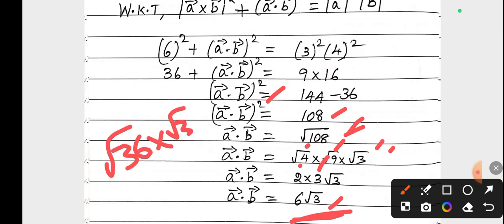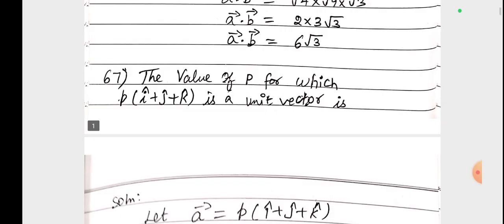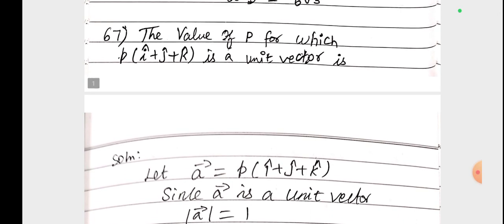Sir, if we just write 108, won't you agree? No, if splitting is possible, kindly reduce it to the lowest form. This is easy, children. In the MCQ they themselves will give you the options. So now the 67th question, you see.